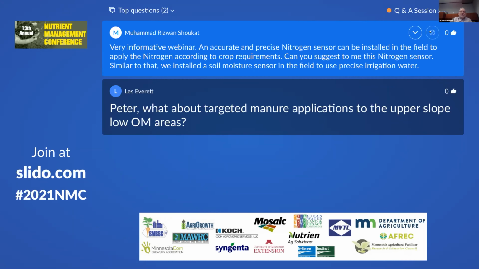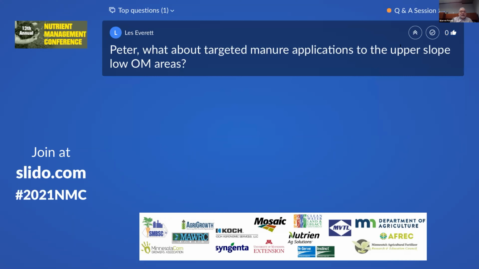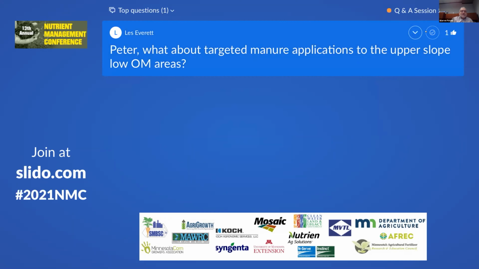Right. Okay. Very good. Thank you for that. I've got one last question here. Peter, what do you think about this idea? Targeted manure applications to the upper slope, low organic matter areas. Can that make a difference?